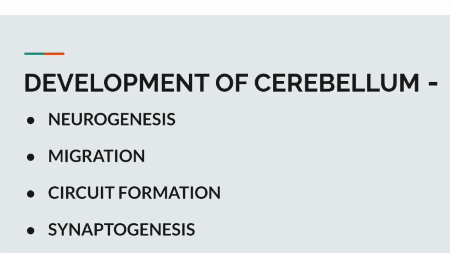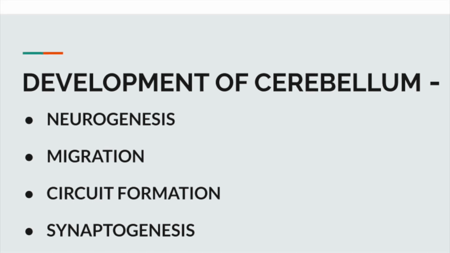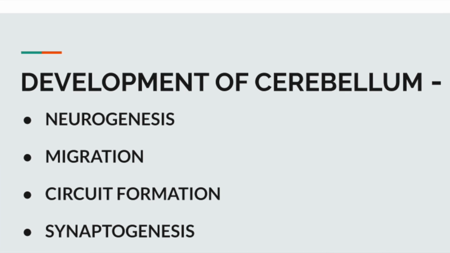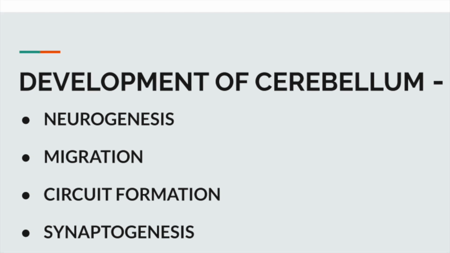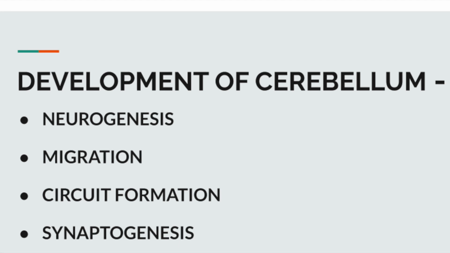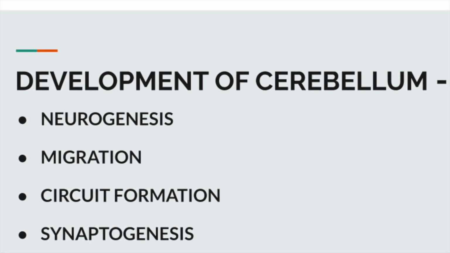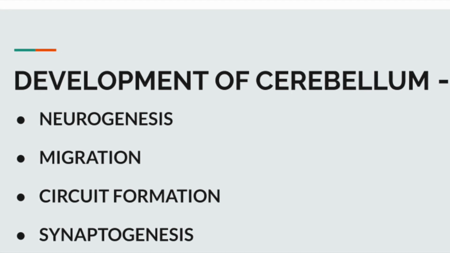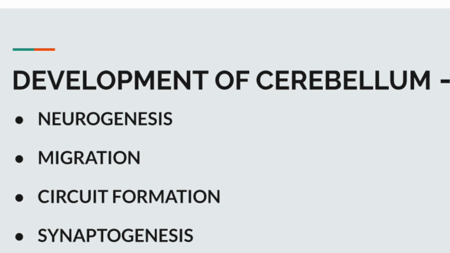Next is circuit formation. Neurons within the cerebellar cortex establish intricate connections with each other and with neurons in other brain regions, forming functional circuits essential for cerebellar function. Next is synaptogenesis. During postnatal development, synapses between neurons within the cerebellum undergo refinement and maturation, contributing to the establishment of precise neural circuits and motor coordination.